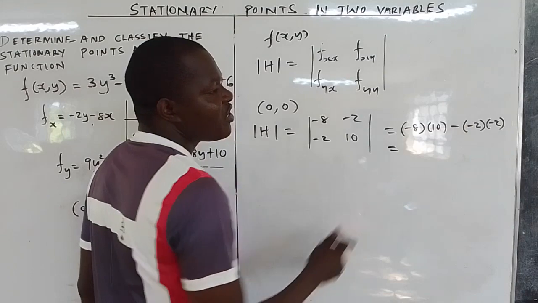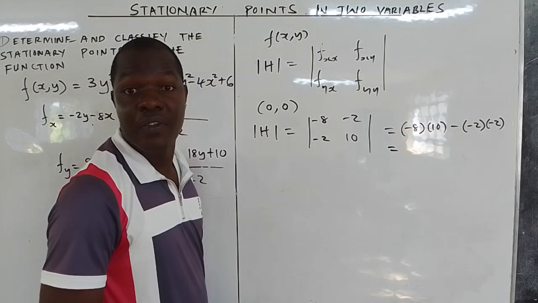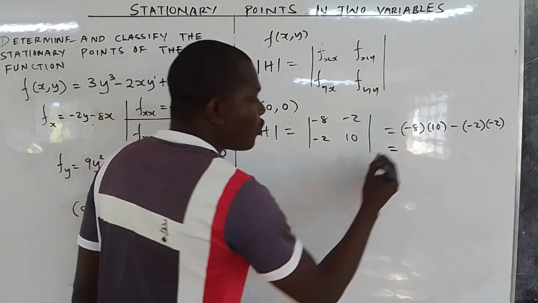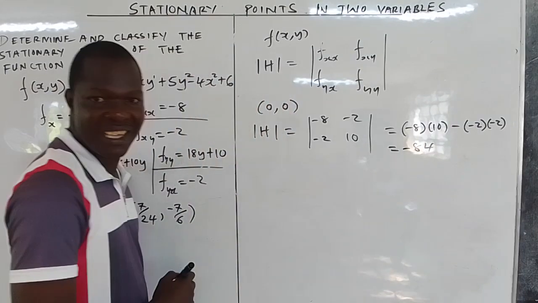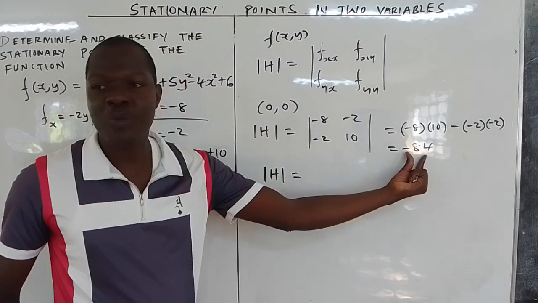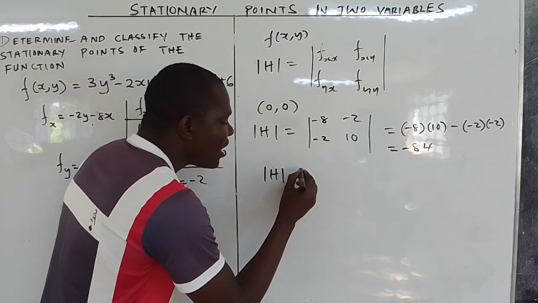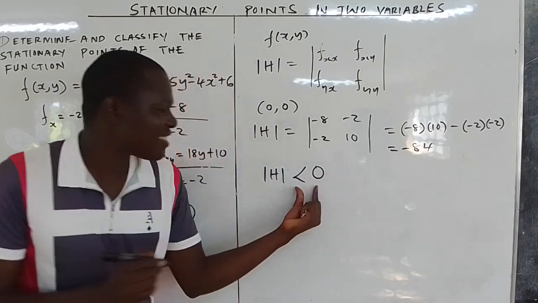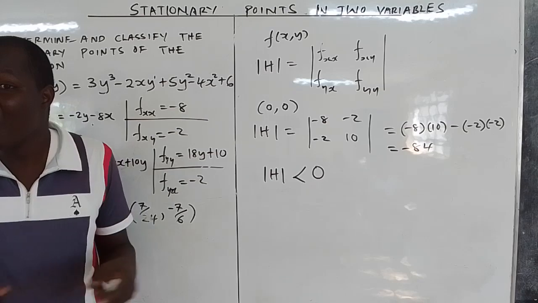This is negative 80 minus 4. That is negative 84. So you found it is negative 84. So what does that imply? If you found the determinant of the Hessian matrix to be negative 84, it means the determinant of the Hessian matrix is less than, what did we say?